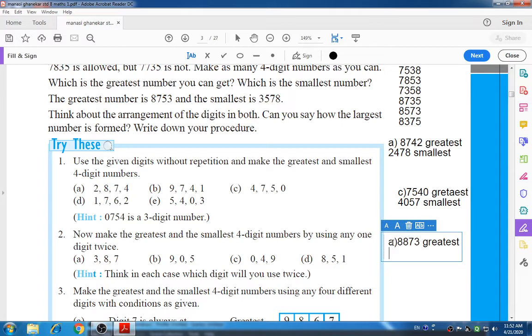Now which one is the smallest? From the 3, 8, 7, the 3 is the smallest, so I have to use that 2 times. Then afterwards I can write here 7 and 8. That means 3378 is the smallest number.